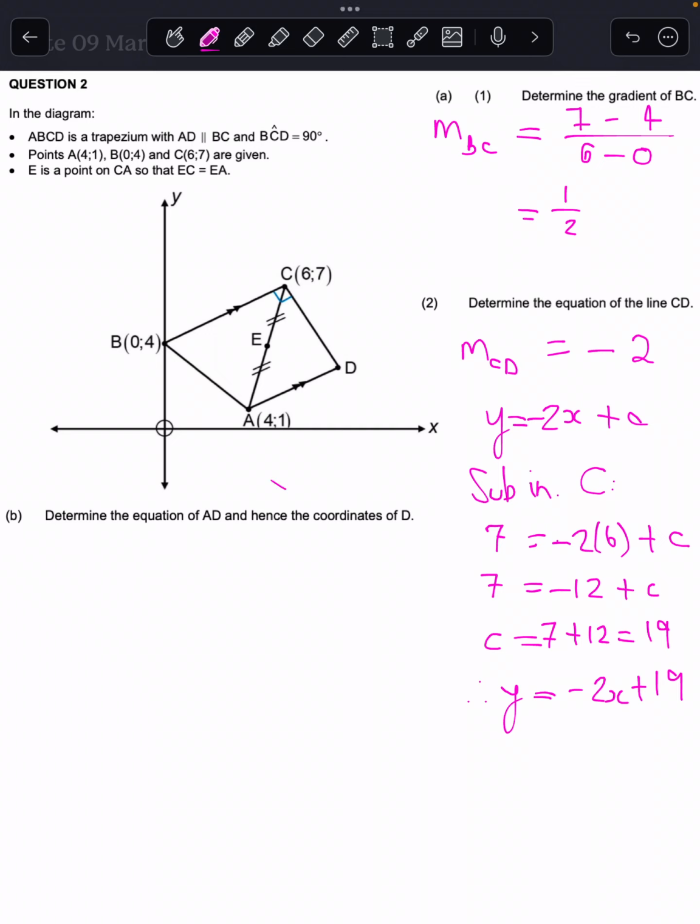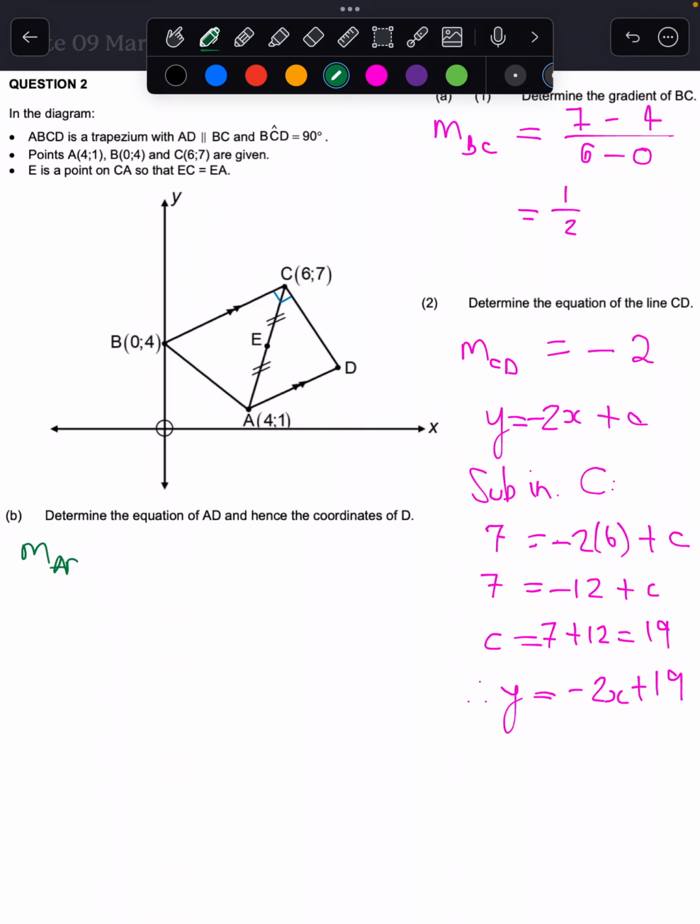Okay, so AD is this guy, and hence the coordinates of D. So there's two things happening here. First, we need to find the equation of AD. For CD, we used the fact that these two are perpendicular. For AD, we can use the fact that these two lines are parallel, which will give us information about the gradient of AD. So let's do a different color. So the gradient of AD is equal to the gradient of BC, because they're parallel, and that's a half.